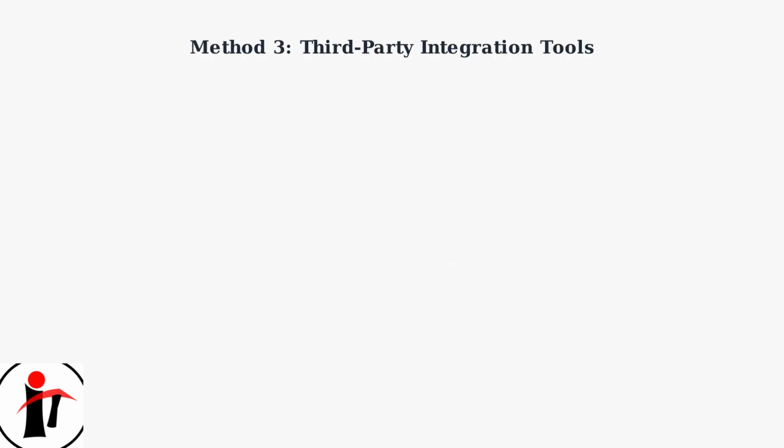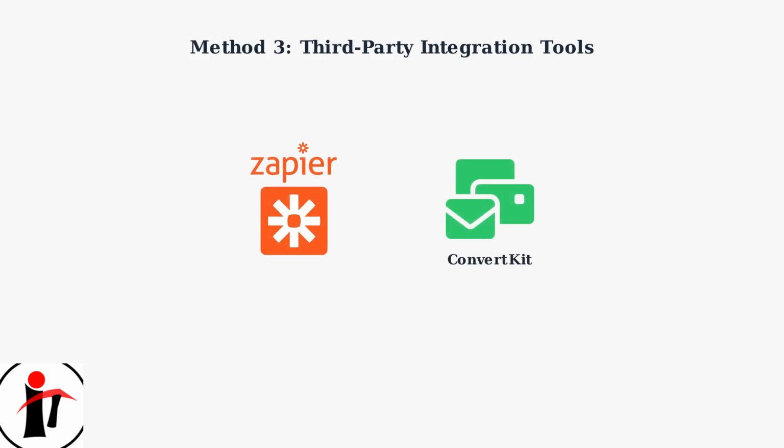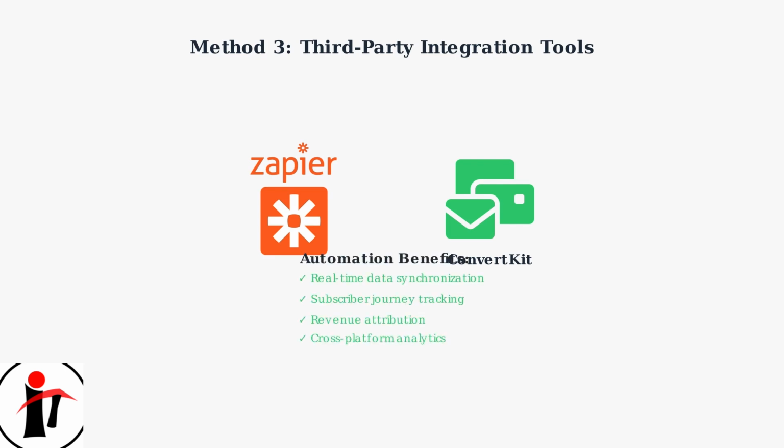The third method uses third-party automation tools like Zapier or ConvertKit to create automated data flows between Substack and Google Analytics. These tools can bridge the gap where direct integration isn't available. These tools can automatically send subscriber data, engagement metrics, and revenue information from Substack to your GA4 property. While they require additional setup and often paid subscriptions, they provide the most comprehensive tracking solution.